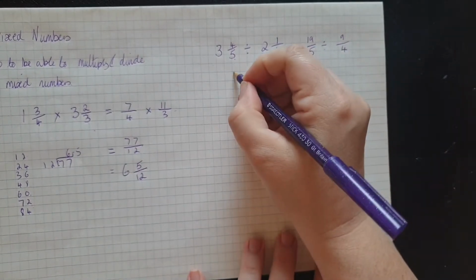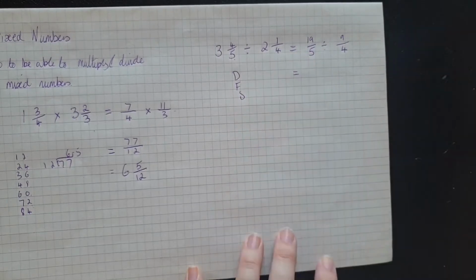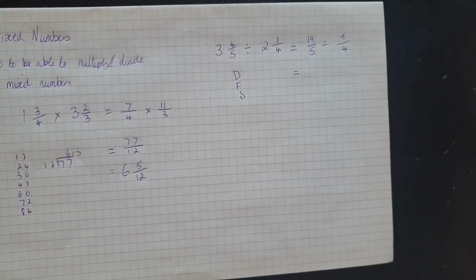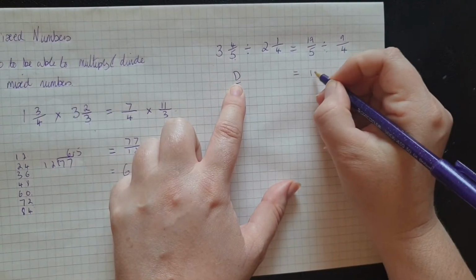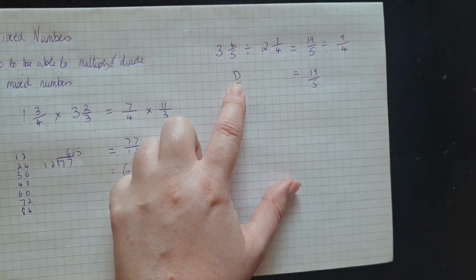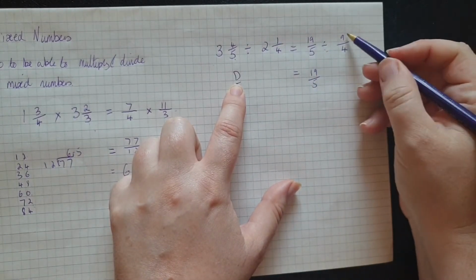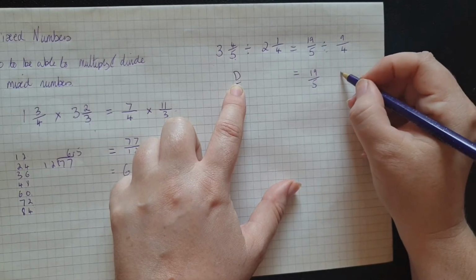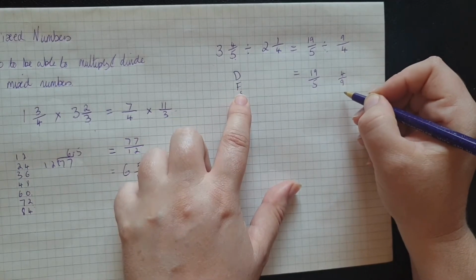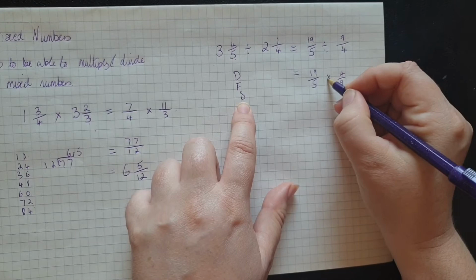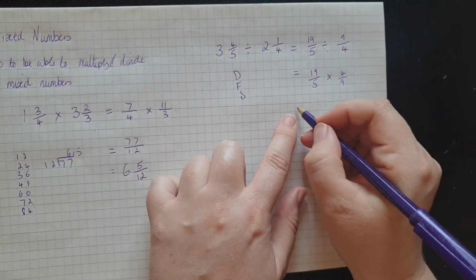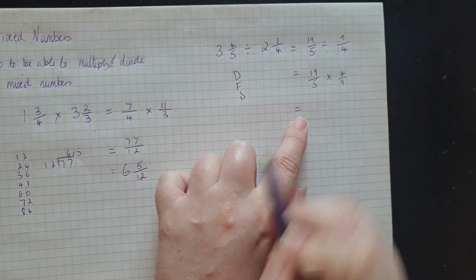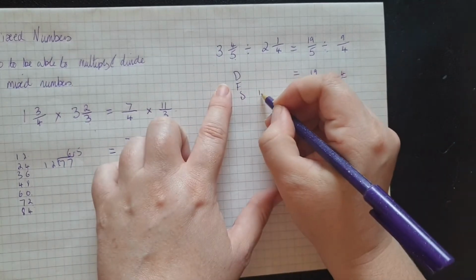I'm dividing, so I flip, swap. Other sofa manufacturers are available. So I am dividing. The 19 over 5 stays the same. I'm going to flip this second fraction and I'm going to swap the divide for a multiply. I then multiply through. Again, I do not know what 19 times 4 is off the top of my head, so I'm going to do a jotting.